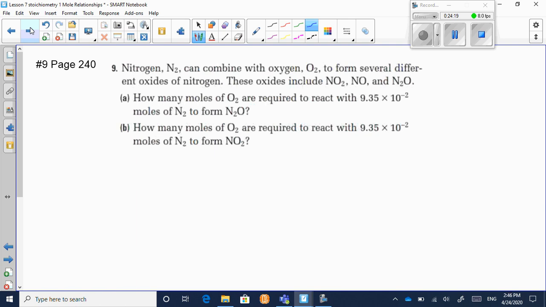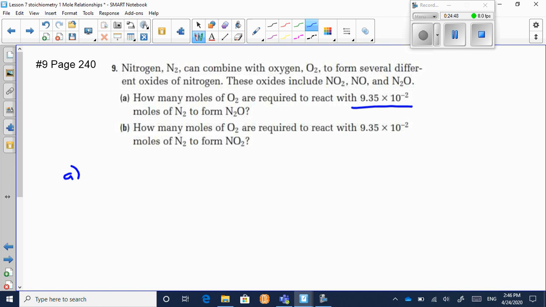It says nitrogen can combine with oxygen to form several different oxides of nitrogen. These oxides could include NO2, NO, and N2O. So in this question, they haven't given you the balanced equation, you've got to write it. The first question is, how many moles of O2 are required to react with that big number of N2 to make N2O? Well, the first thing we're going to have to do is write our equation.